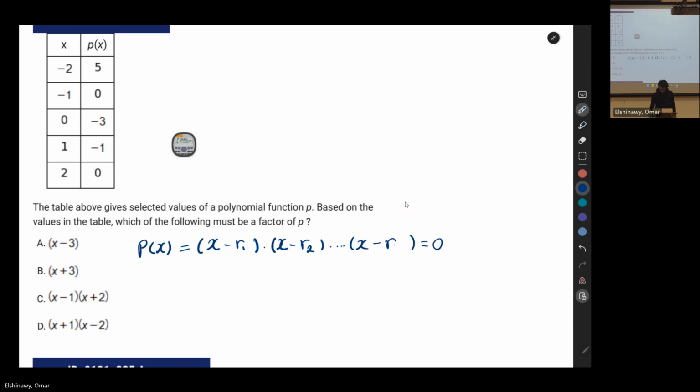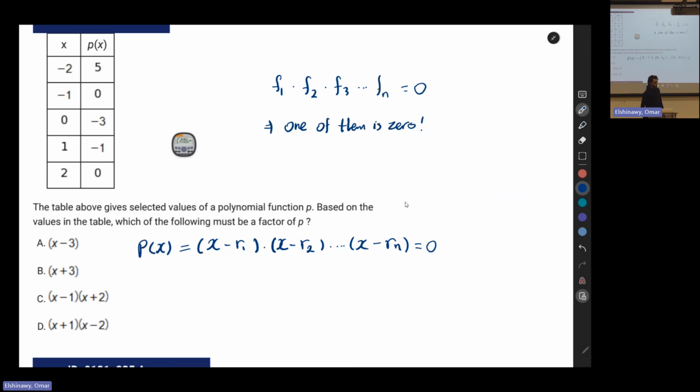So you can write it like this. Say you have the product of n terms, and 0 is the keyword. So why is this true? It's because if you have, let's say this is the first factor, and this is the second factor, and this is the third factor, and so on and so forth, and say you have n factors, and they are equal to 0, then one of them is 0. Right? So this is really the conceptual idea.